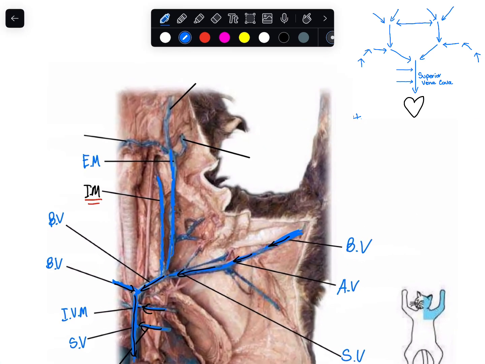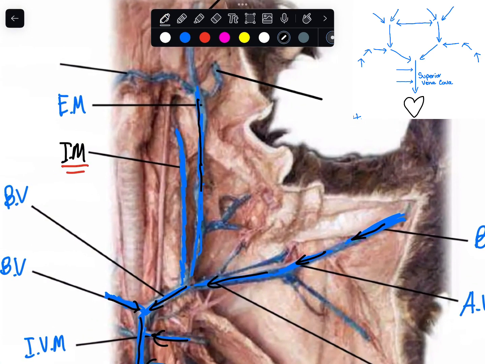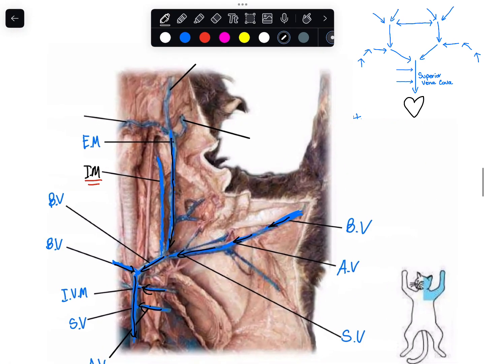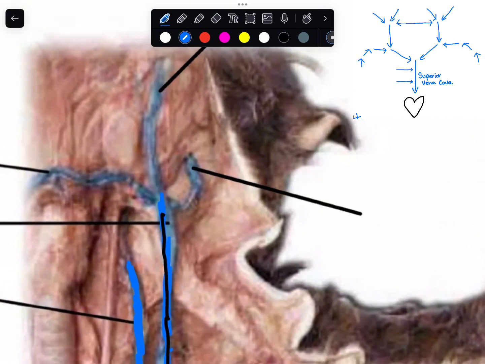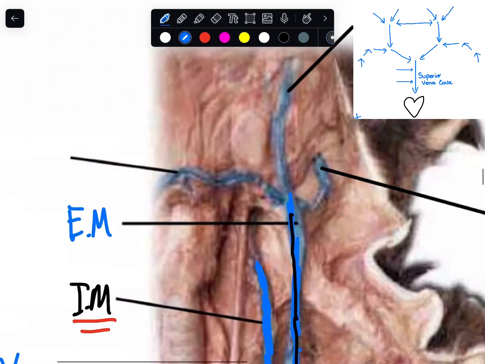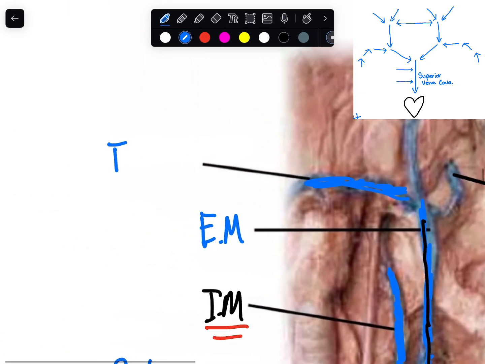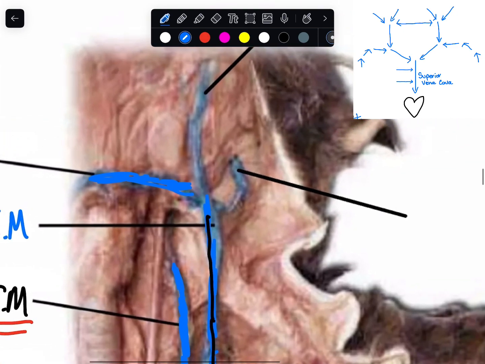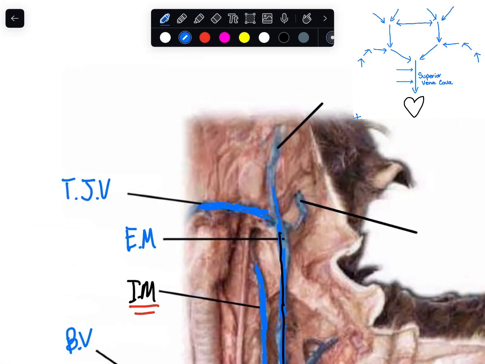Okay, nice. And again, it's all going to the heart, so this is the way that the blood is going. Okay, cool. Now, in the picture, you see how it splits into three different parts? The one going across, that's called the transverse jugular vein. And the one going towards the face is called the anterior facial vein. And the one going away is the posterior.